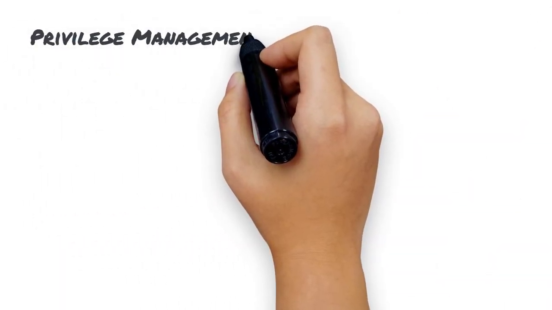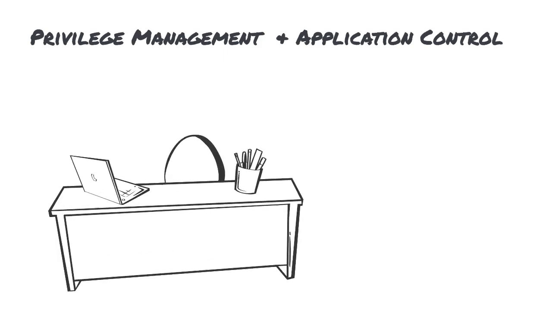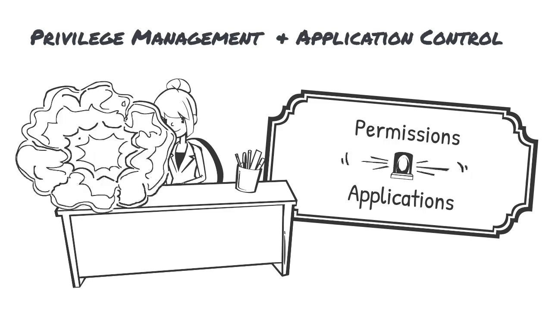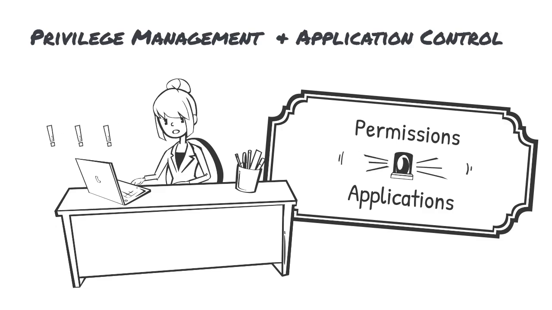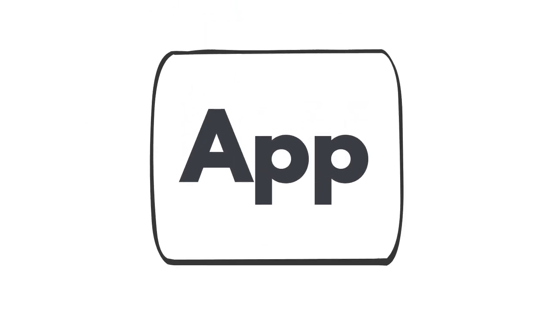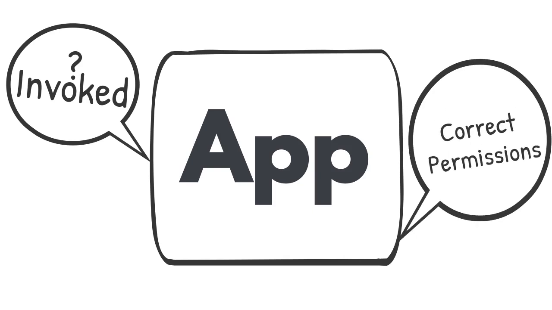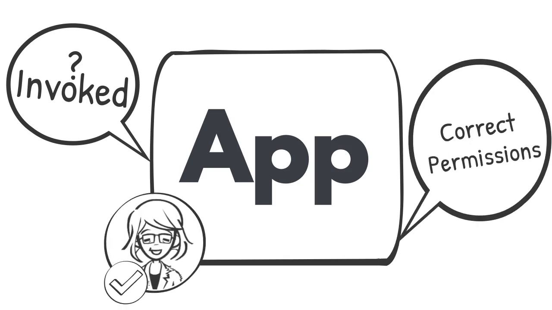The basic approach to privilege management and application control often focuses on granting users the permissions and applications they need for their role. However, this may not be sufficient to reduce risk, especially if the application is susceptible to misuse or can be leveraged for unintended purposes. In such cases, how an application is invoked becomes just as important as ensuring it is granted the correct permissions and only to the necessary users.